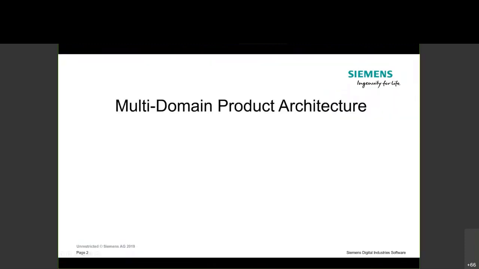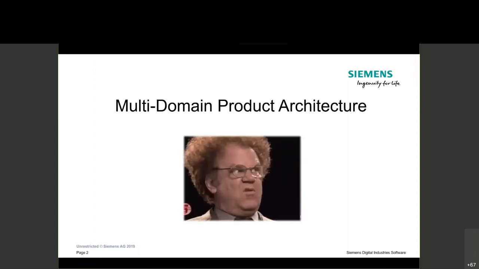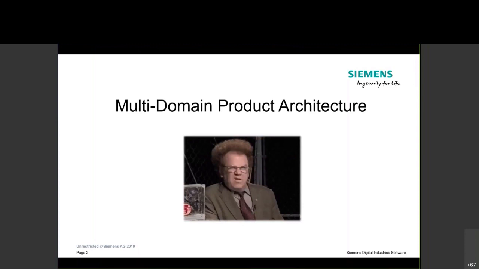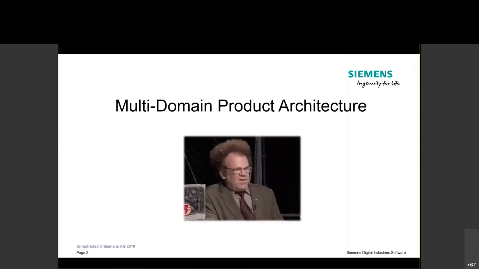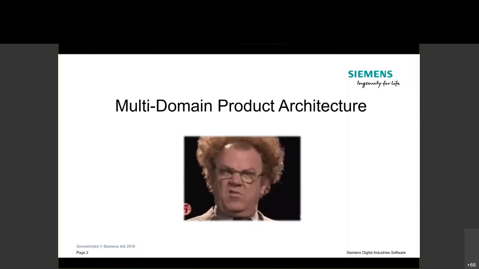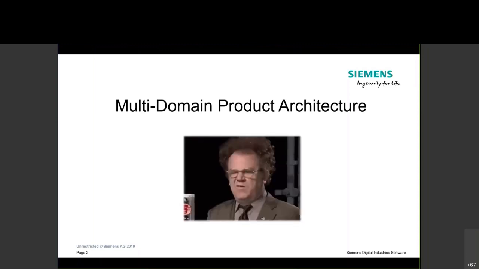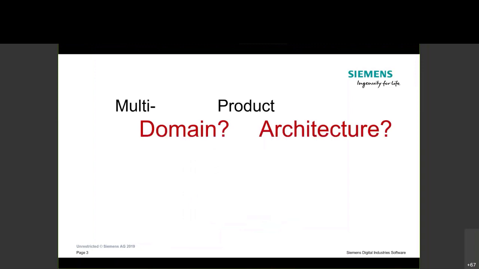Like I said, I'm due to clarify what we mean by multi-domain product architecture. Like I was telling at the beginning, I talked to some of my colleagues last week, and some of them told me, "Well, no, you've got to clarify what you mean by that." What do you mean by domain? What do you mean by architecture? These are puzzling words, and we know these words are subject to debate as to what they mean.